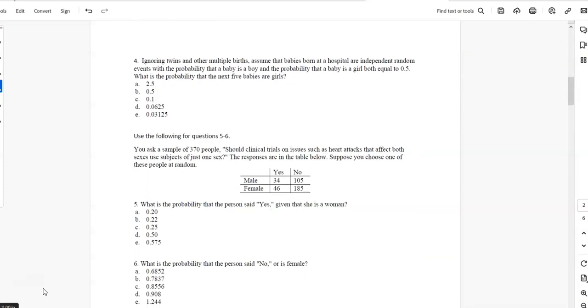Ignoring twins and multiple births, assume that babies born at hospital are independent random events, and so that a boy or girl are equally likely. What is the probability the next 5 babies are girls? So that would be 1/2. These are independent, so we're just going to multiply 1/2 times 1/2 times 1/2 times 1/2 times 1/2, whatever that is. I think that is, if you use your calculator, 4 is E.